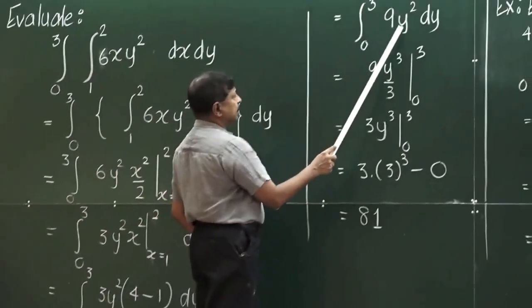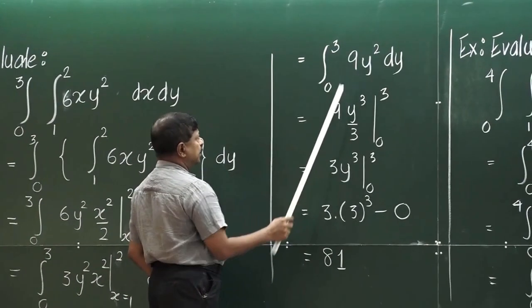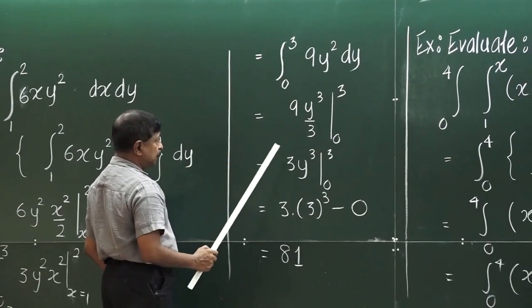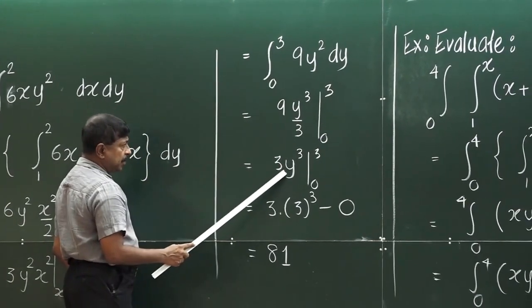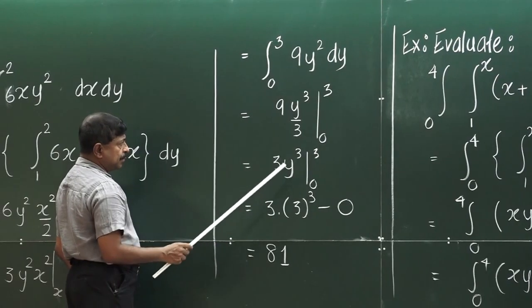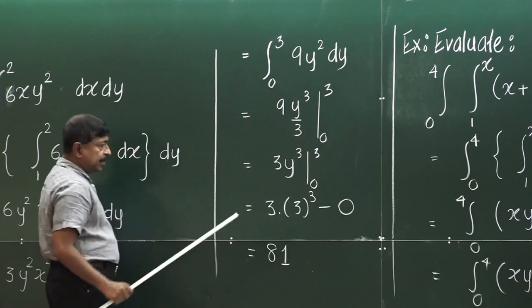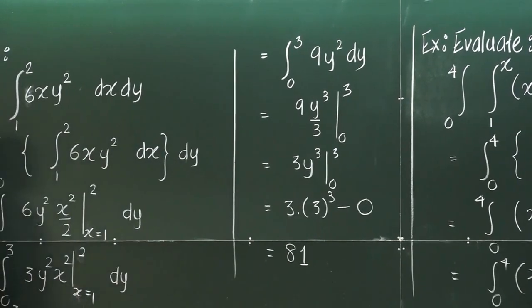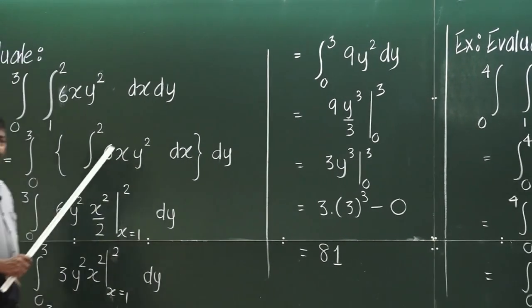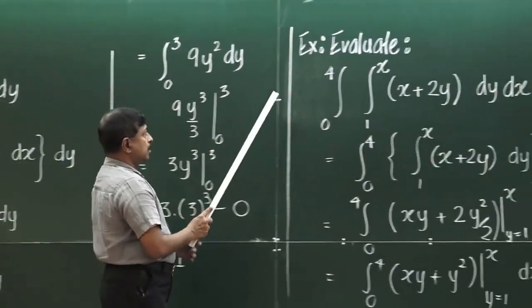Then it is a simple integral. You integrate y squared, you get y cube over 3. So, you will end up with this one. Now, plug in the limits, you get 3 times 3 cube minus 0, which is 81. Now, we will move to the next example.